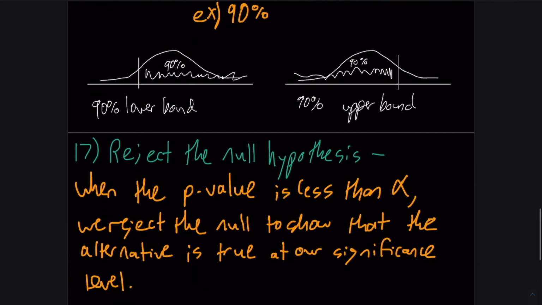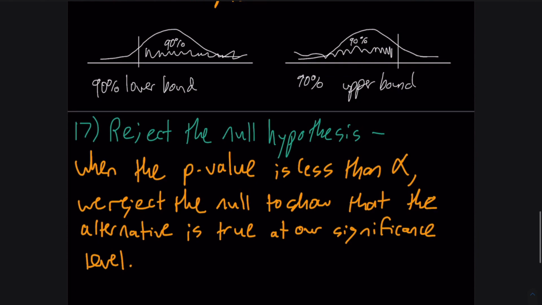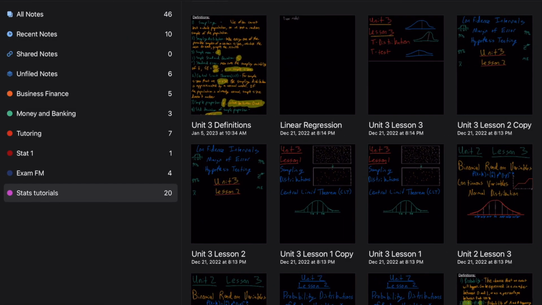And so our last definition for this is reject the null hypothesis. When the p-value, and we'll learn about p-value later in this lesson, is less than alpha, we reject the null to show that the alternative is true at our significance level. We haven't heard of p-value or alpha yet, but we will get to that as we work through these problems. So you just need to know that reject the null shows that the alternative is true. And if we fail to reject the null, that means we're assuming that the null is true. Okay, let's get into it.